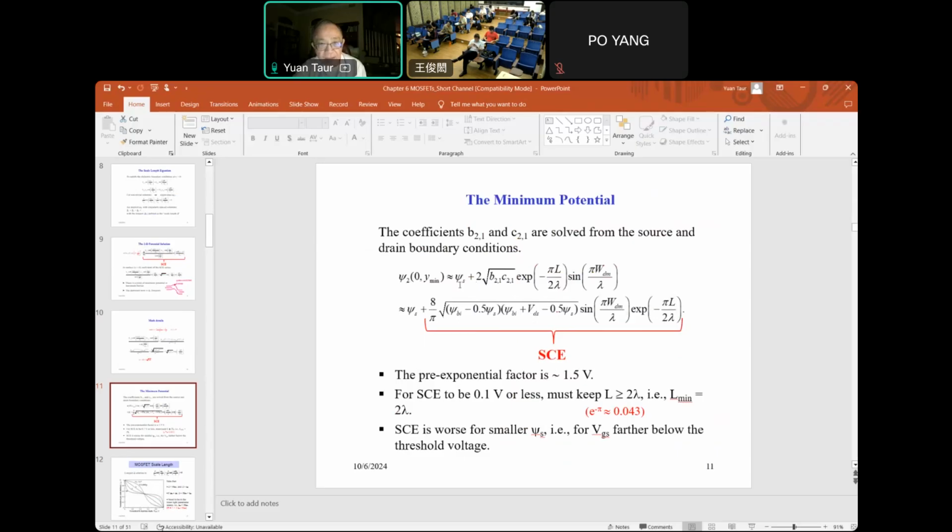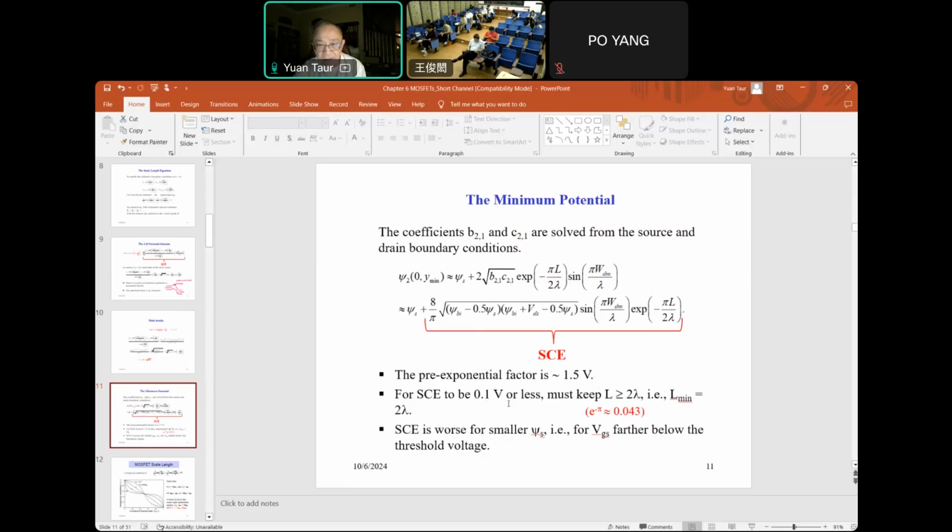Now, if the short channel effect is 1.5 volt, then it's too much. So this term has to be much less than 1. We want the short channel term, the whole term, to be, let's say, less than 100 millivolts. So we need to keep L larger than 2 lambda. If L is larger than 2 lambda, then this will be smaller than e to the minus pi. E to the minus pi is about this number, times 1.5 volt, and the product is less than 100 millivolts.